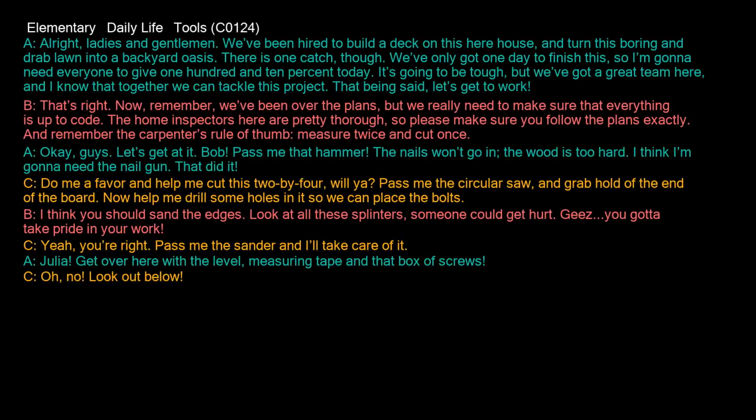Okay, so why don't we go on to our next tool? They were talking about a level. A level. All right, so this is a tool that all carpenters have. And it's basically a tool that has a little bit of water in it, right? Yeah, and it helps you make sure that everything is straight and flat. Exactly, so that's a level. Every carpenter has it. And also a measuring tape.